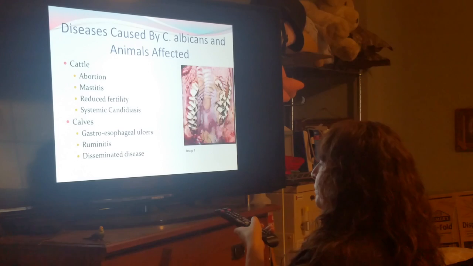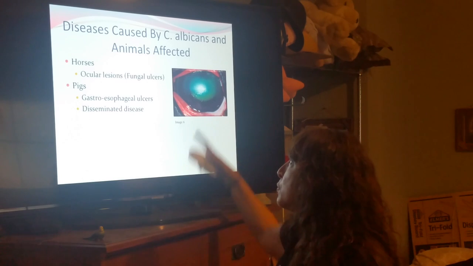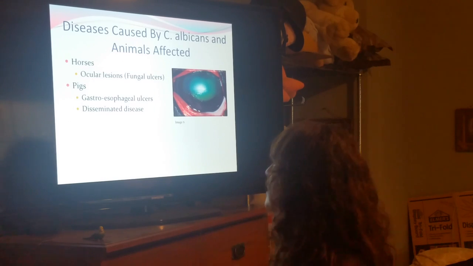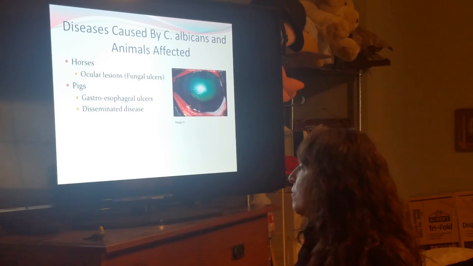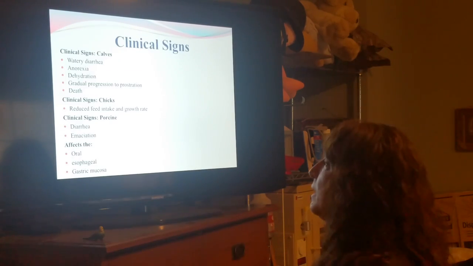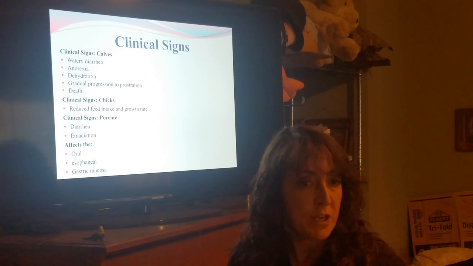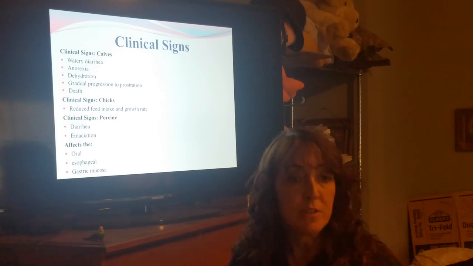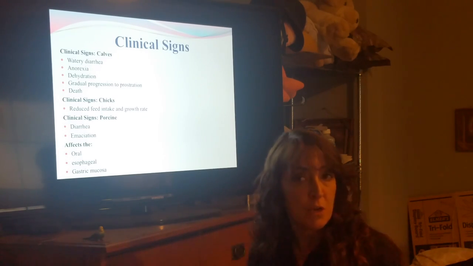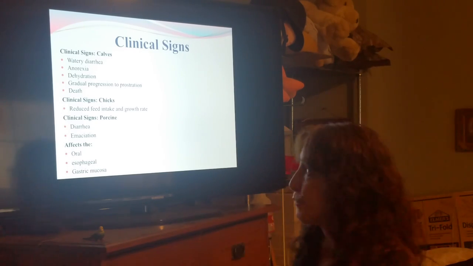In horses, you'll have ocular lesions, fungal ulcer is presented here. Pigs, gastroesophageal ulcers, disseminated disease. So it seems like mostly all animals can be affected. Clinical signs. In the calves, you'll have watery diarrhea, anorexia, dehydration, gradual progression to prostration or death. Clinical signs in chicks, reduced feed intake and growth rate. Clinical signs in pigs, diarrhea, emaciation, and it affects the oral, esophageal, and gastric mucosa.